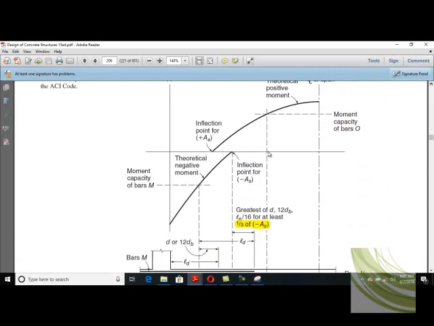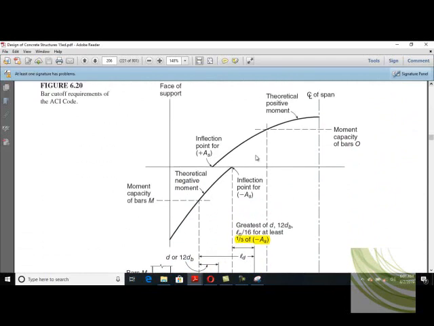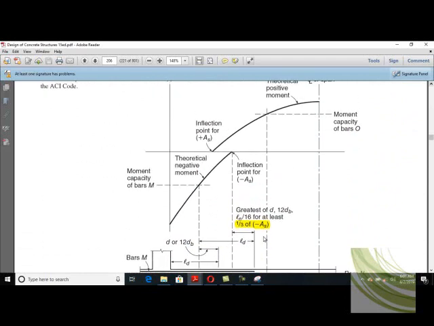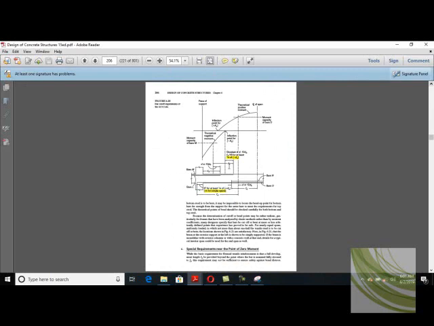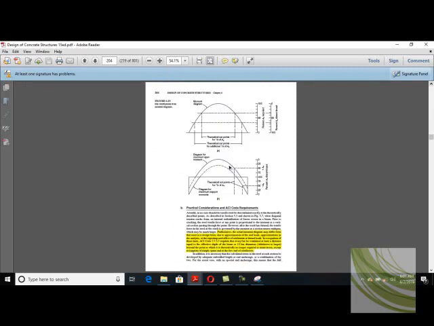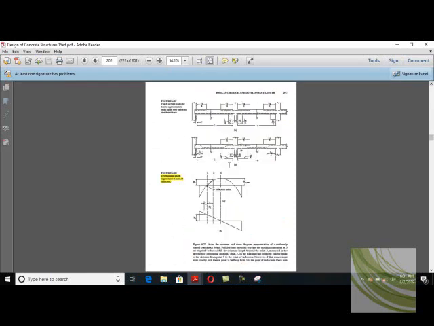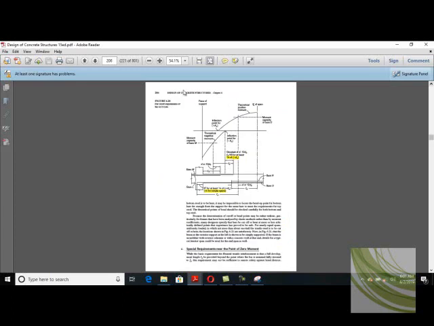This is one of the most important diagrams, and you people must need to understand it. Okay, because this diagram is important. Clear? This diagram is important. Clear?